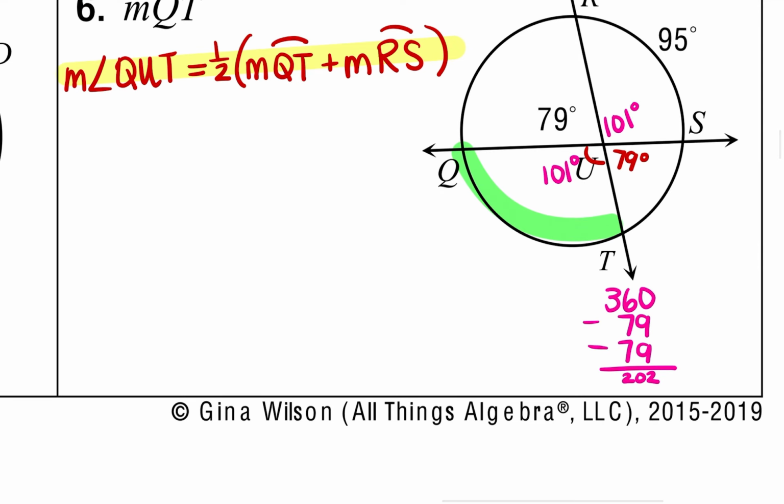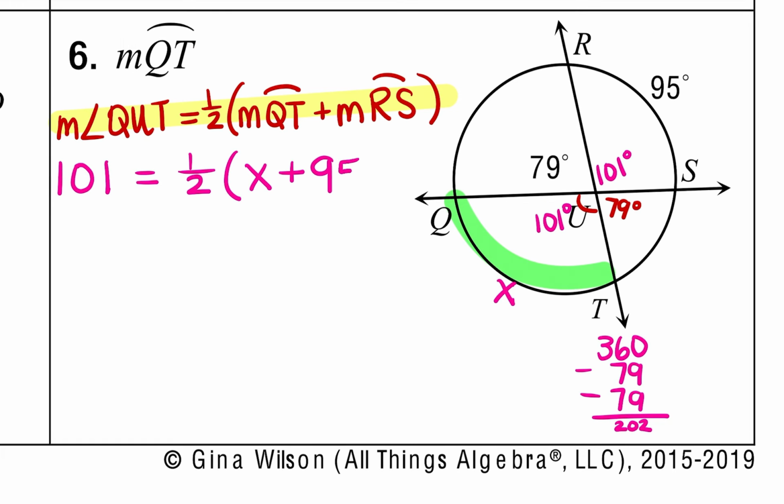So now I can go back to my equation that I created and replace the measurement of angle QUT with 101, and that's going to equal a half of the measurement of QT. I don't know the measurement of QT, so I'm going to call it X, plus the measurement of arc RS, which is 95 degrees that's given to us in the picture. Distributing and then solving for X, I will get that X is 107. So that arc is 107 degrees.